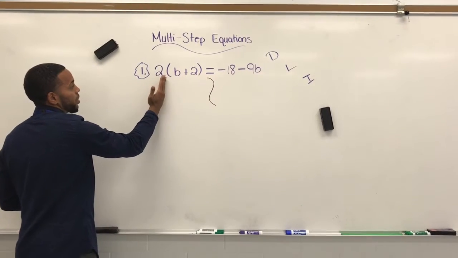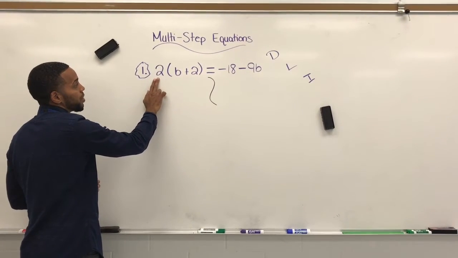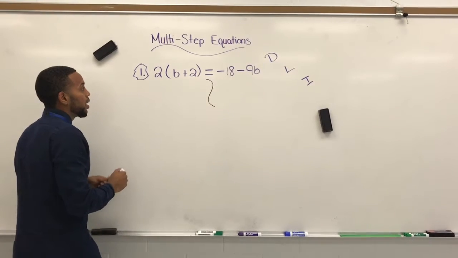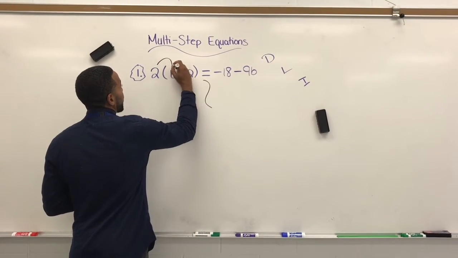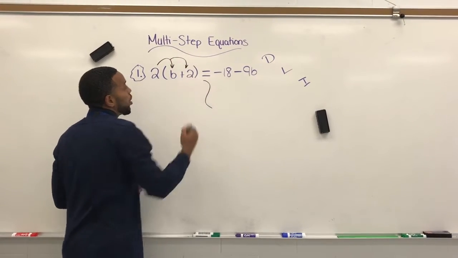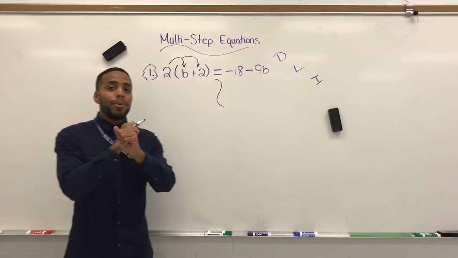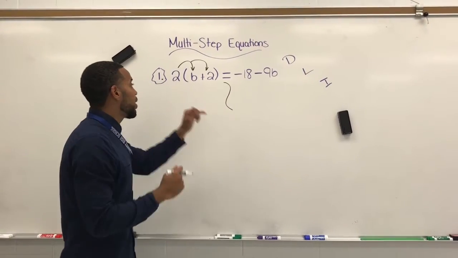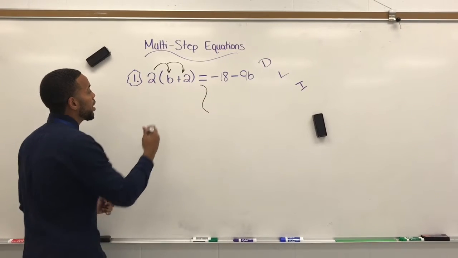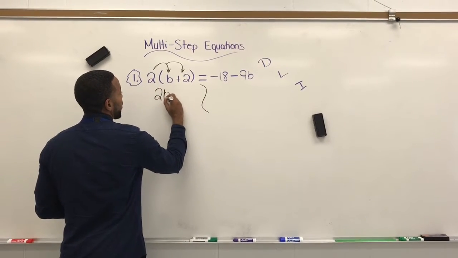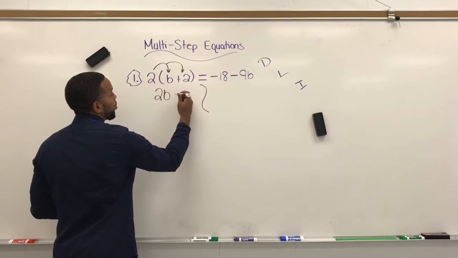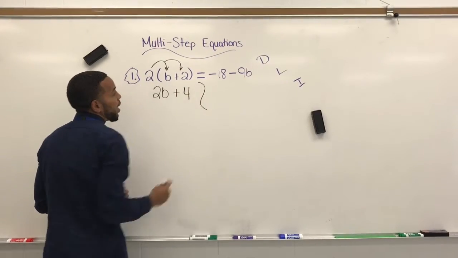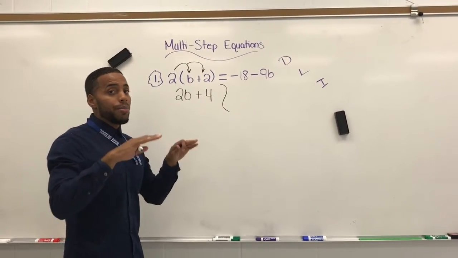So I look for parentheses. Outside of the parentheses, I must distribute it. And I do that by making it rain. Whenever you make it rain, your main operation is multiplication. So here we have 2 times b, which will be 2b. 2 times 2 will be 4. Everything that I do not touch, I bring down.